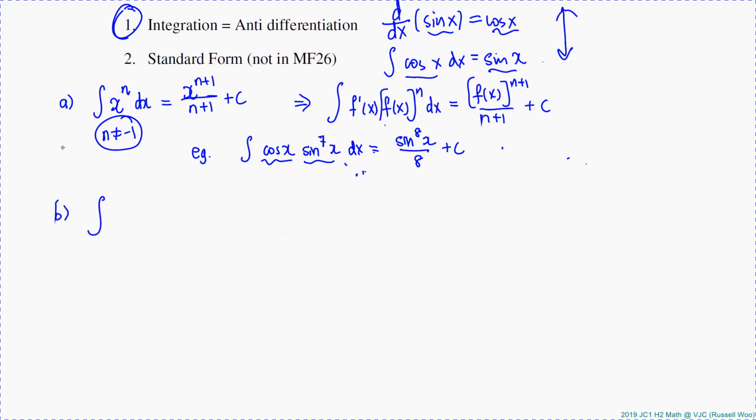This time, let's take a look at this one. If n is minus 1, that means you have x to the power minus 1. I treat this part B as a special case of part A. Part A, I already emphasized, n cannot be minus 1. If n is minus 1, we are actually integrating 1 over x, which I think you know is ln x plus c.